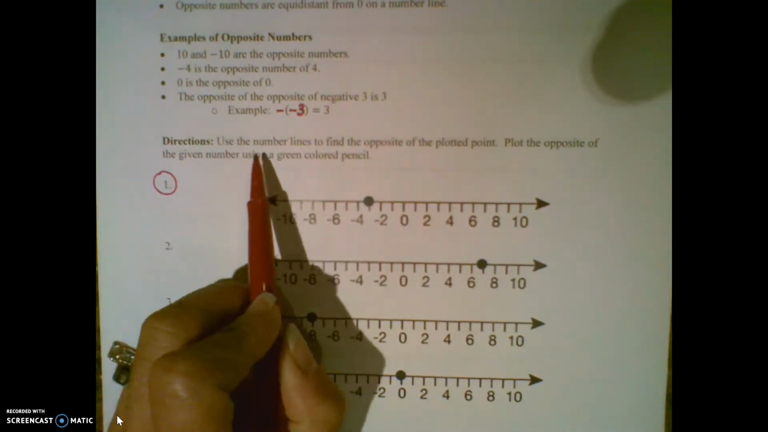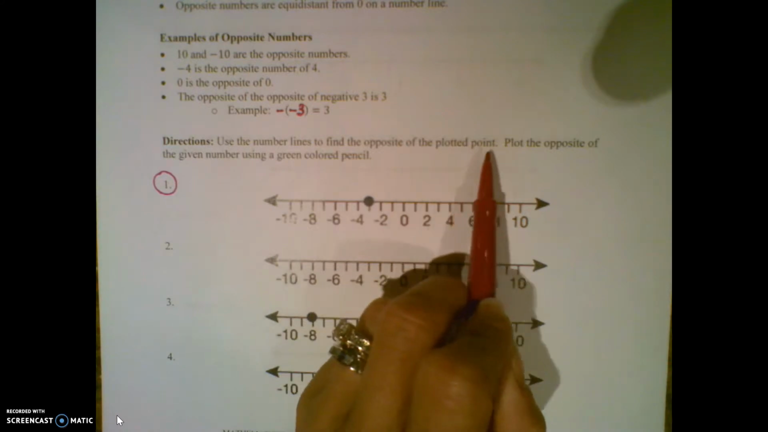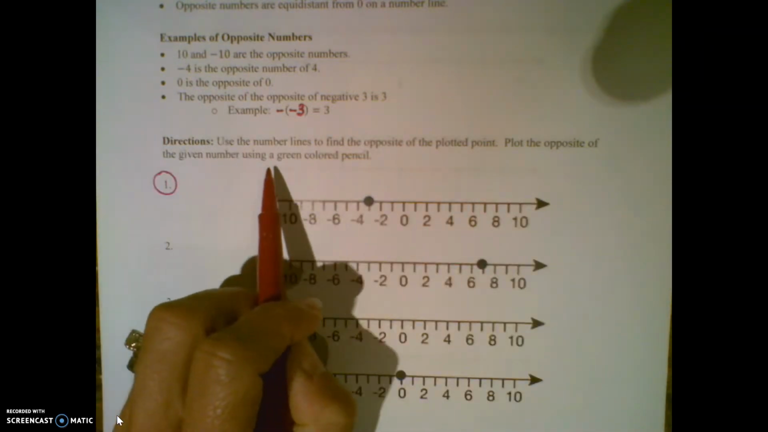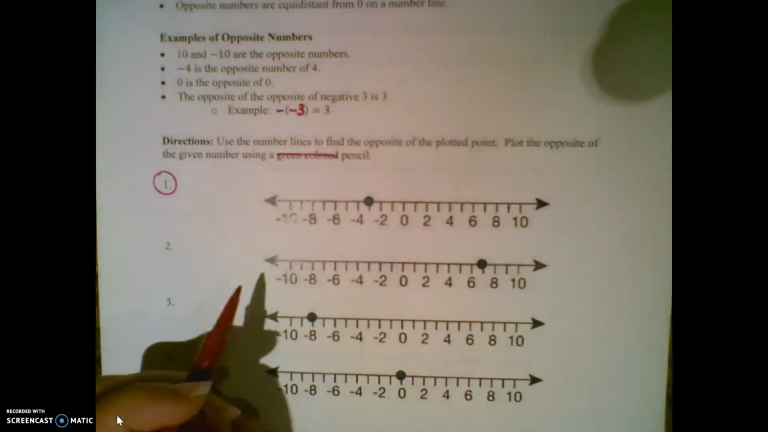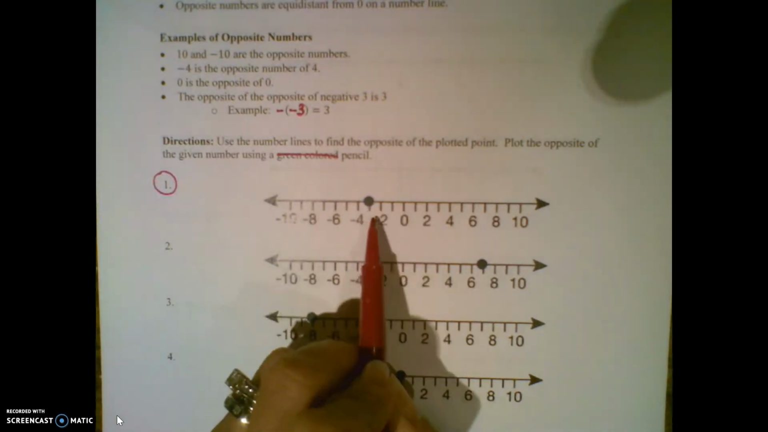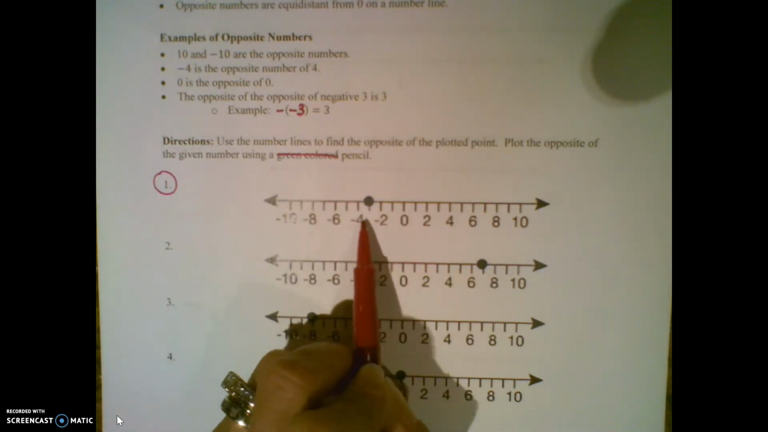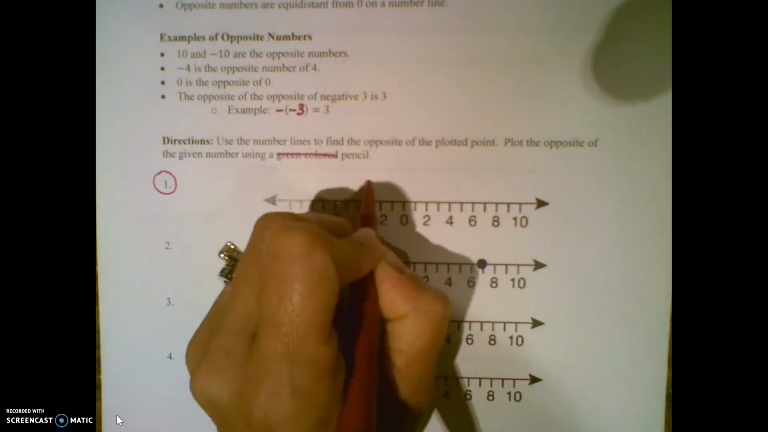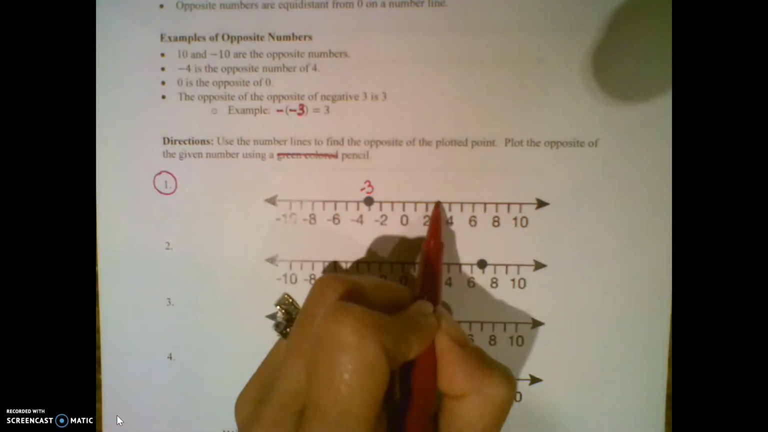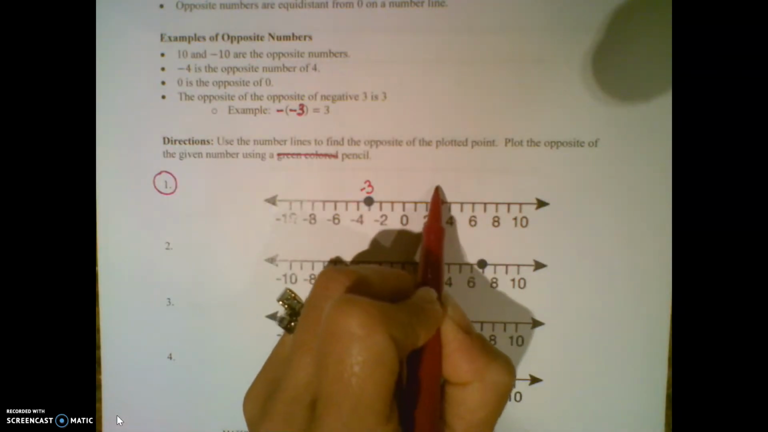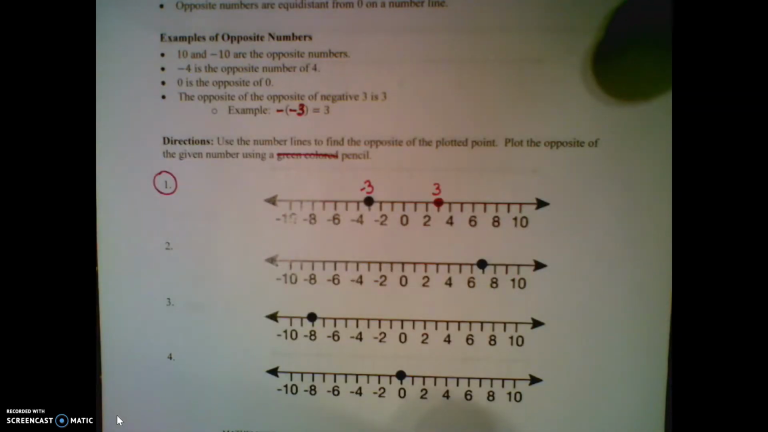So let's look at number 1. The directions say use the number line to find the opposite of the plotted point. Plot the opposite of the given number using a green colored pencil. It doesn't really matter, just use your pencil. So here we go. You were given a point between -2 and -4, so that would be -3. What is the opposite of -3? +3. So all you do is put your dot, and we label it above because we always label our points. So go ahead and choose at least one more from this page and complete it in this way.